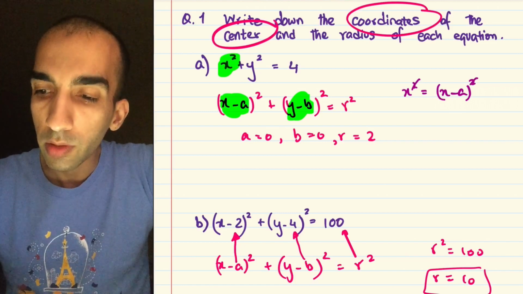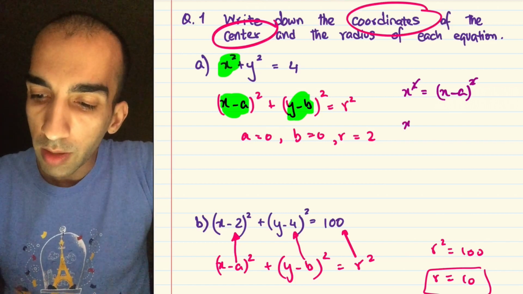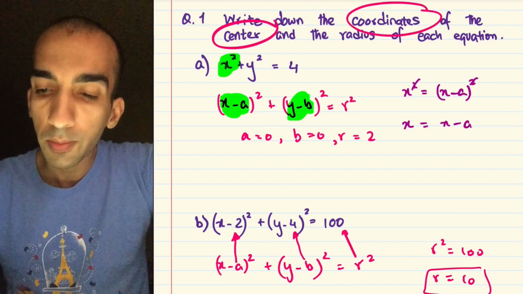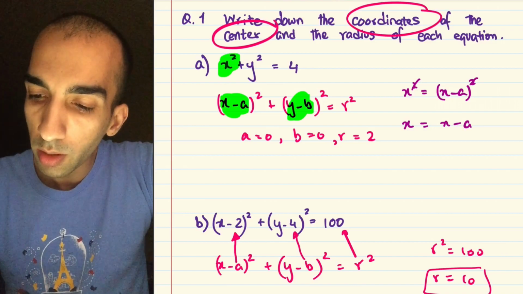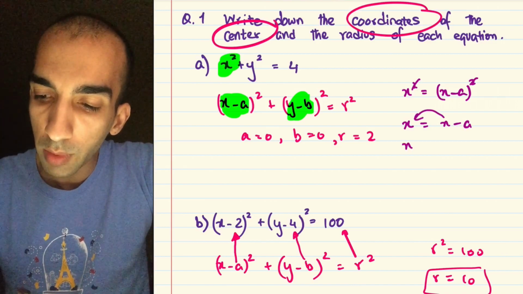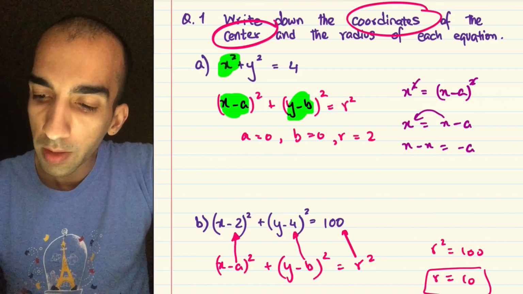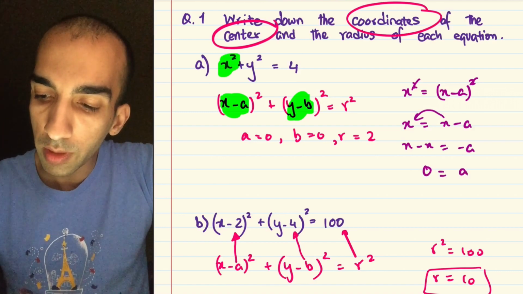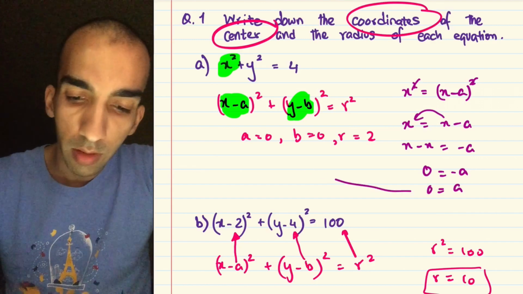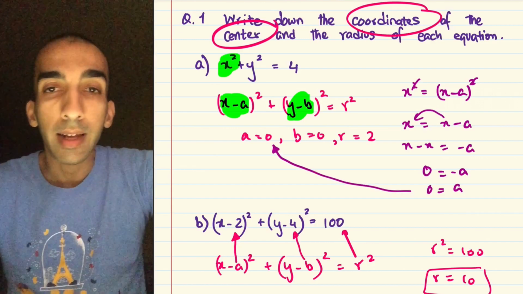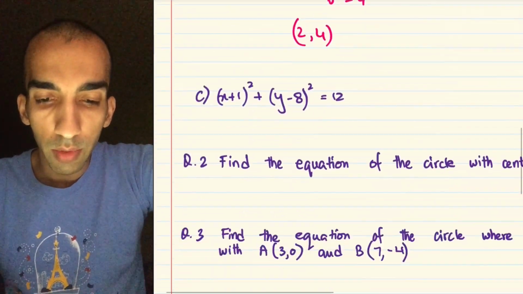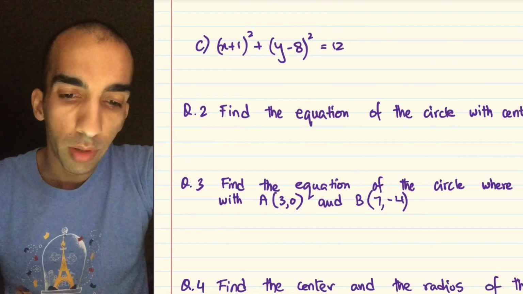Can I cancel out the squares on both sides? I am left with x is equal to x minus a. If I subtract over here, what do I get? If I take this over there, x minus x is equal to negative a. X minus x is 0. So 0 is equal to negative a, so a is equal to 0. Similarly, that's exactly what we got for a. Right? That's another way of solving it. Let's apply that over here.